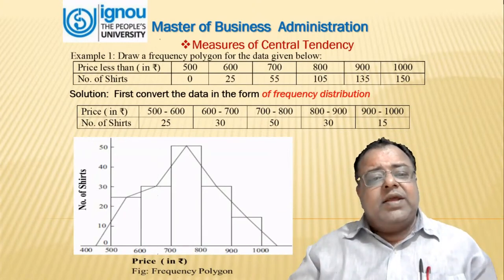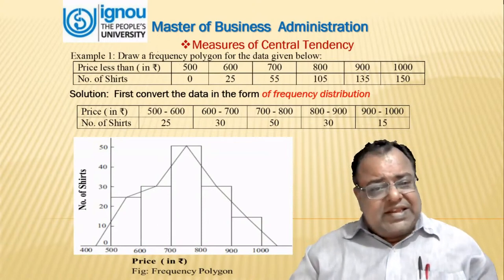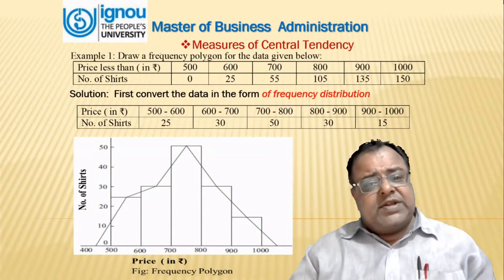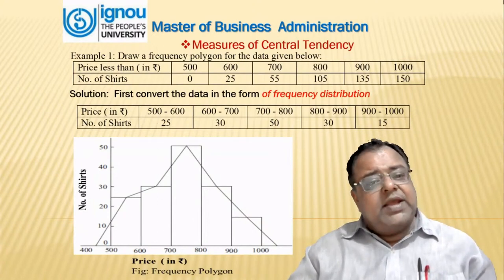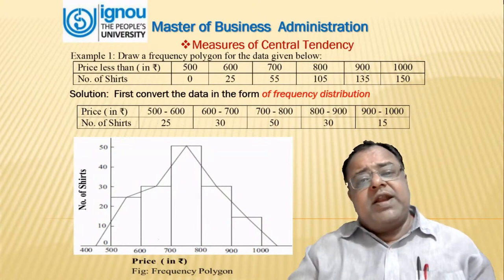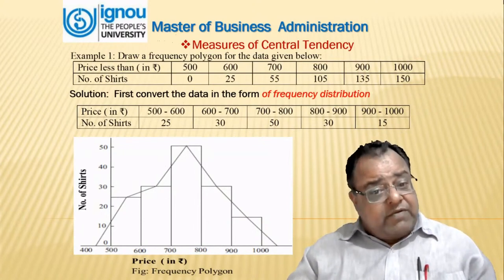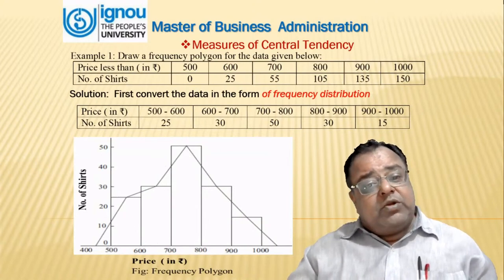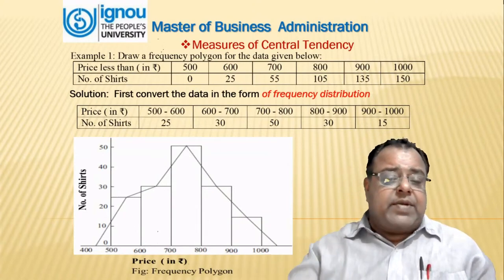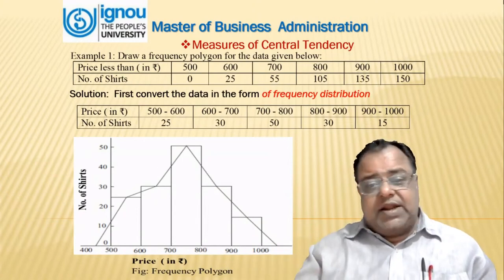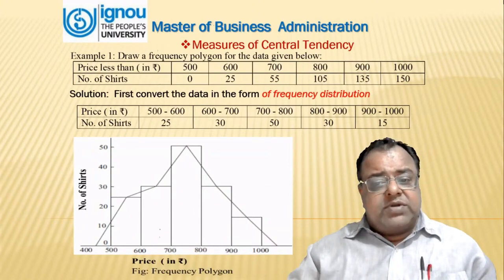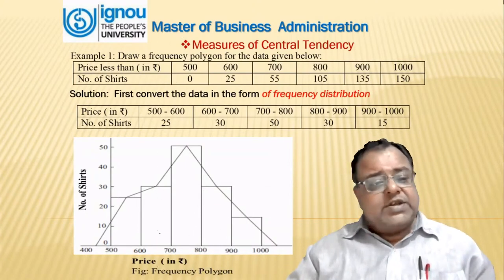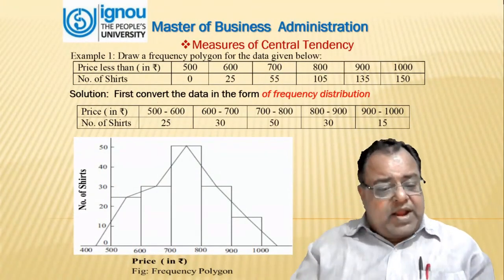Now we want to convert it into the frequency distribution. We can see from the problem that from 500 to 600, there are only 25 items. So in front of 500 to 600, we will be writing 25. And we can see from 500 to 700, there are 55 items. That means 25 is included in it, so we will be subtracting 25 from 55, and we will get 30. Similarly, moving on till 900 to 1000, we will see that for that price range, 15 shirts are there.